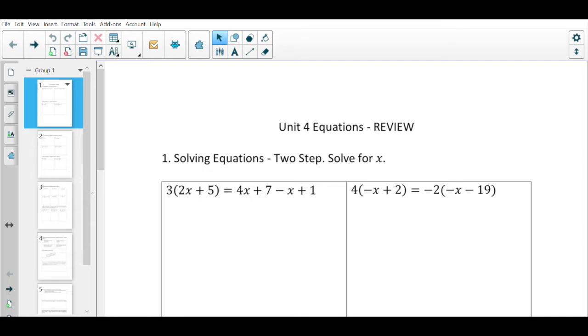Unit 4, Review. Two-step equations. Let's get right into it.